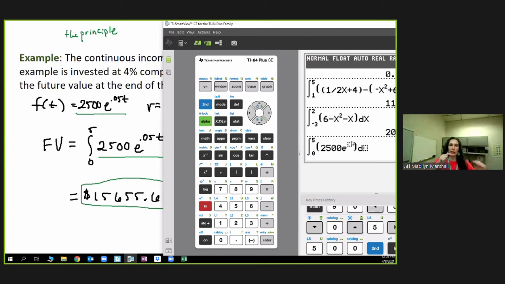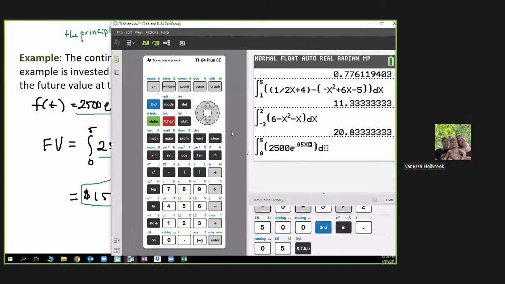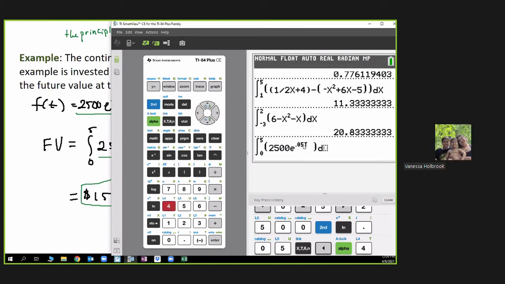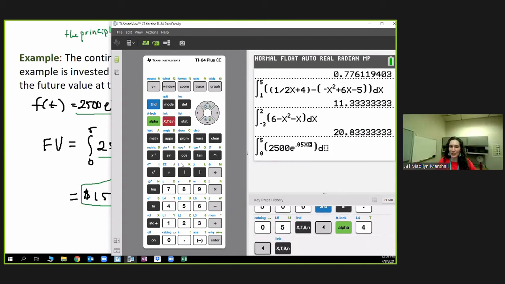If you have an older version and it just does a caret for an exponent, you might need more parentheses around what's in there. So 0.05t is this exponent, and I'm just going to use x. It doesn't actually matter what our variable is, so I can use x instead of t. How do you get it to the other variables? You would have to use alpha in this case, I believe. So I could do alpha t, and now it's a capital T. But it's just easier to hit the X button. Fewer things to push. I agree.